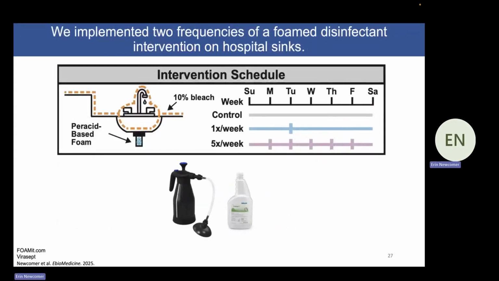We implemented 2 different frequencies of this intervention on hospital sink drains to observe the effects on bacterial growth. As I'm showing here, we had a set of control rooms that received no extra intervention. We also had a 1 time per week group that just received this foamed peracid intervention once per week. And then we also had a 5 times per week intervention. At each intervention time, we pumped the peracid-based foam into the sink drain and allowed it to have a contact time of 3 minutes before flushing it out. And then we also wiped down the sink surfaces with a 10% bleach solution.